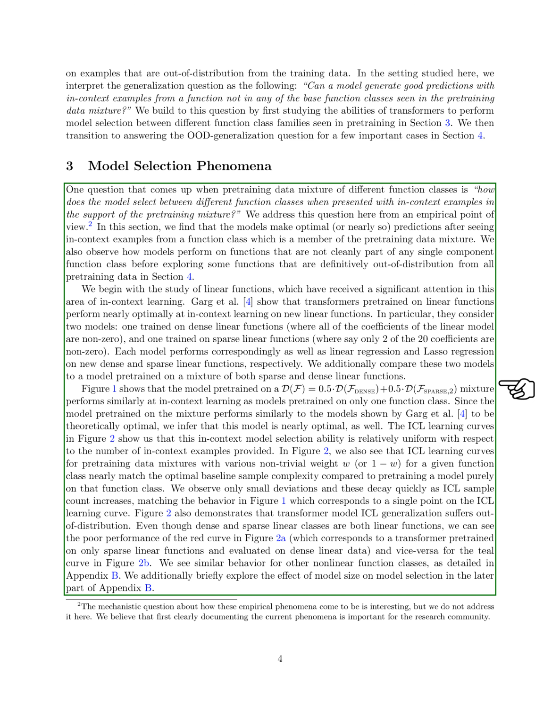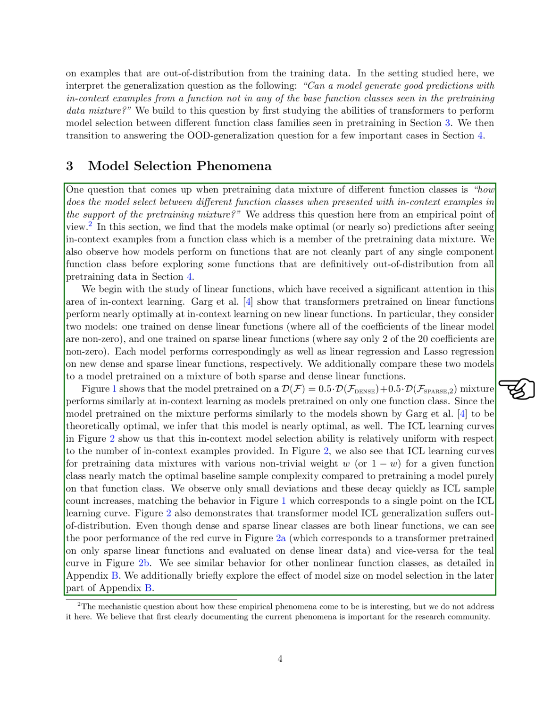We're going to tackle this question from an empirical standpoint, focusing on the observable phenomena rather than the underlying mechanisms. We believe it's crucial to first document these phenomena clearly for the benefit of the research community. We've found that after being exposed to examples from a function class that's part of the pre-training data mixture, the models make optimal, or near optimal, predictions. We've also observed how models perform on functions that don't neatly fit into any single component function class, and we've explored some functions that are definitely outside the range of all pre-training data.